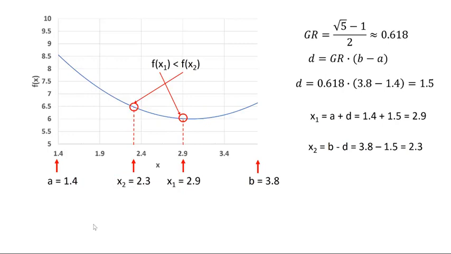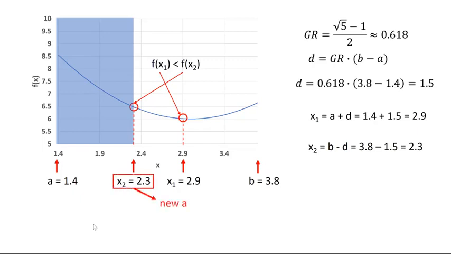to the next iteration, and we calculate the new parameters. Here we see that f of x1 is also less than f of x2, like the previous iteration. We eliminate everything to the left of x2 and we keep everything to the right. x2 becomes the new a.